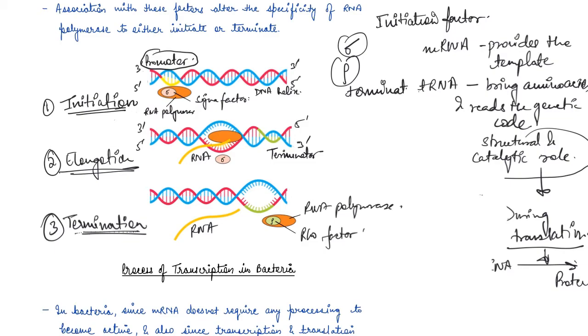So what I mean to say is that the function of RNA polymerase is to elongate. Now, along with these factors, it uses sigma factor during initiation and it uses rho factor during termination. After getting associated with these factors, it starts and terminates the transcription process as well, right? So association with these factors basically alters the specificity of RNA polymerase to either initiate or terminate.